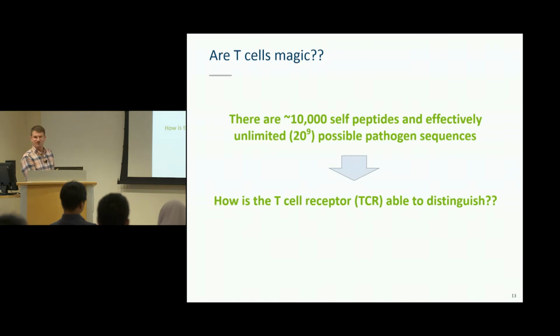So the kind of crazy thing is, what's the deal with these T cells being able to differentiate self from non-self? Because if we think about it, we have 10,000 possible self-peptides and a possibly nearly unlimited number of pathogen sequences that you can encounter over the course of your lifetime. So how is your immune system going to see a Zika virus peptide and know, oh, that's non-self? How is it programmed to be able to do that?